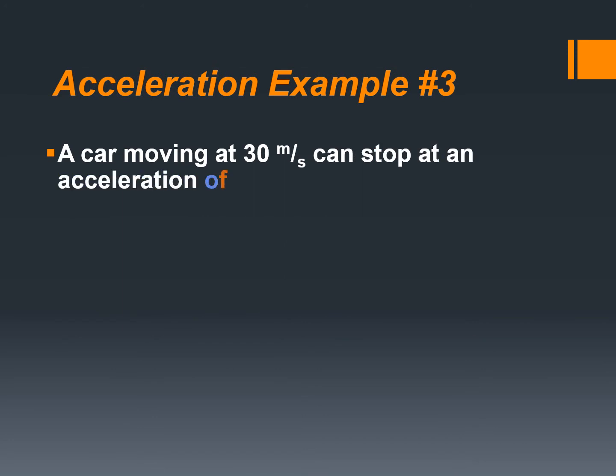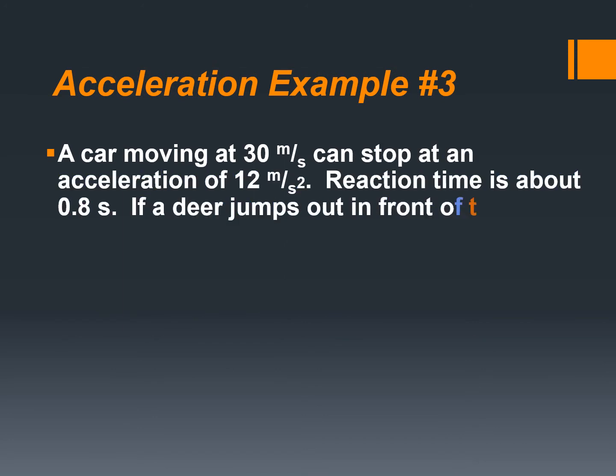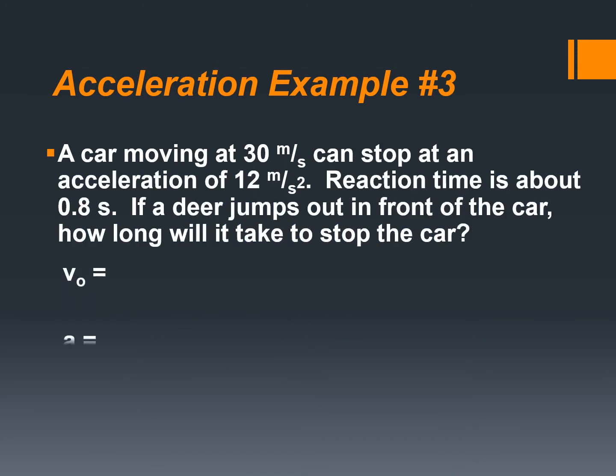Example 3. A car moving at 30 meters per second can stop at an acceleration of 12 meters per second squared. Reaction time is about 0.8 seconds. If a deer jumps out in front of the car, how long will it take to stop the car? Well, we know the initial velocity. The initial velocity is given right here to be 30 meters per second.